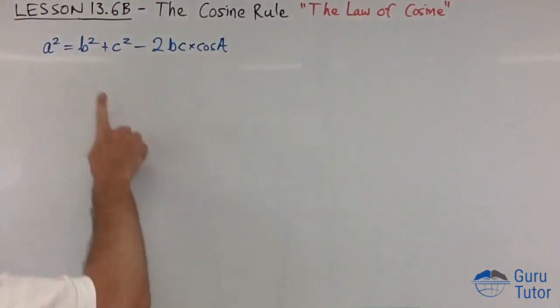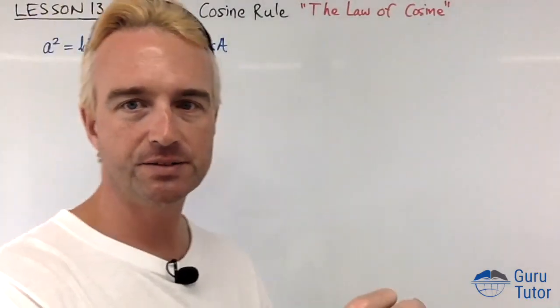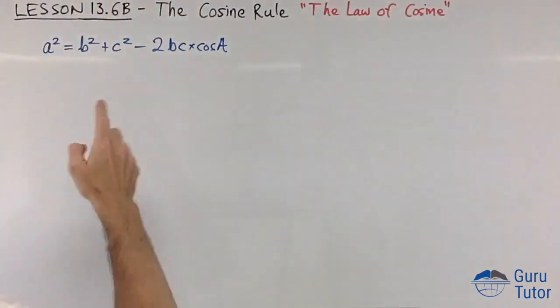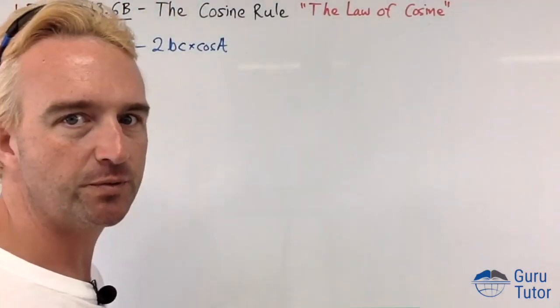Okay, we just did the cosine rule. There is one version of it, a squared, when you're looking for the side A, and it looks like that. What we're doing today is the cosine rule to find missing angles.